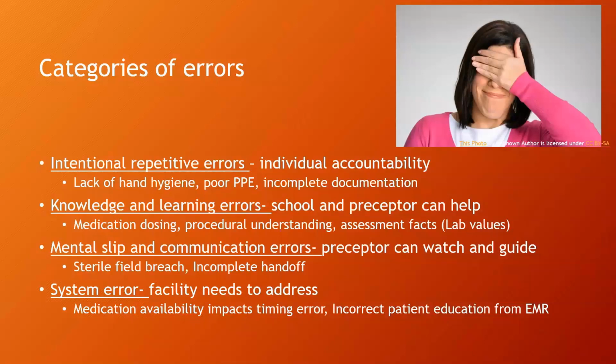And then the last one is system failure. And this is where the facility really has to be part of the fix. Those might be medications aren't available and it impacts the timing, and so there's an error there. Incorrect patient education is printed from the EMR. Those types of things where it really is a system problem that led to the error.